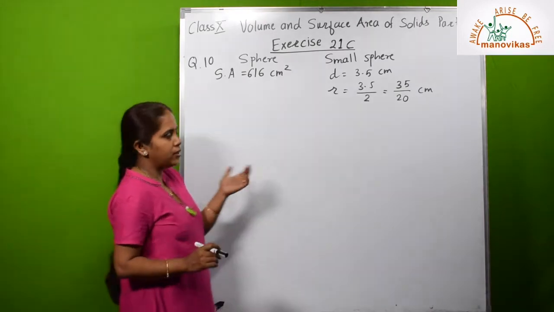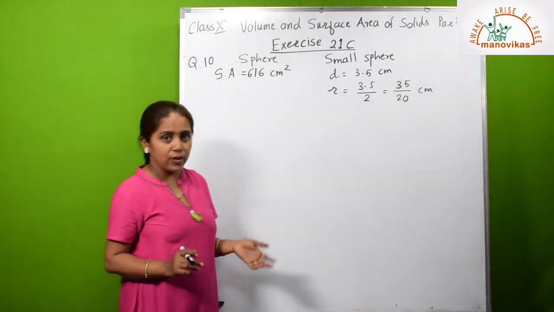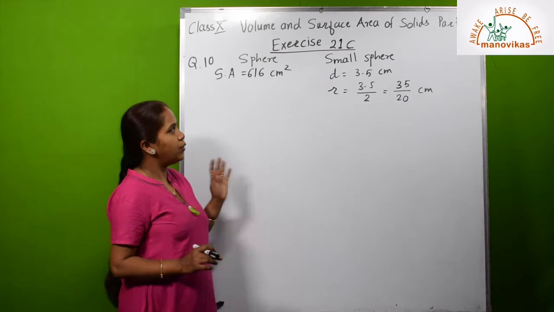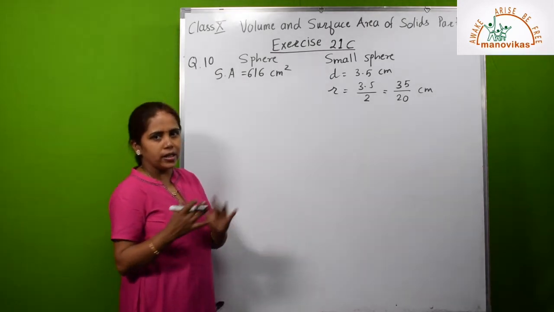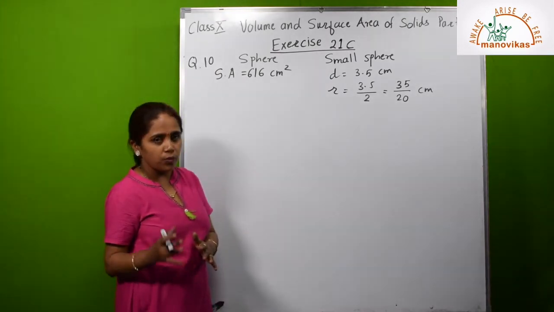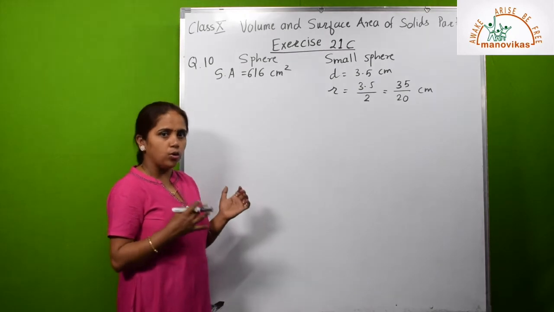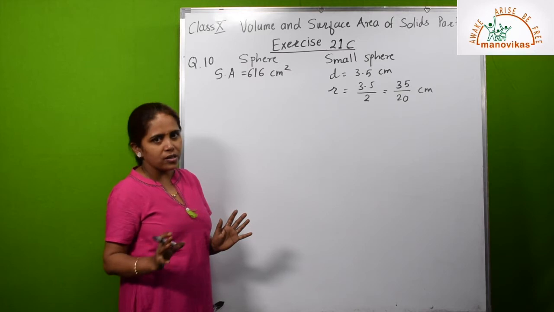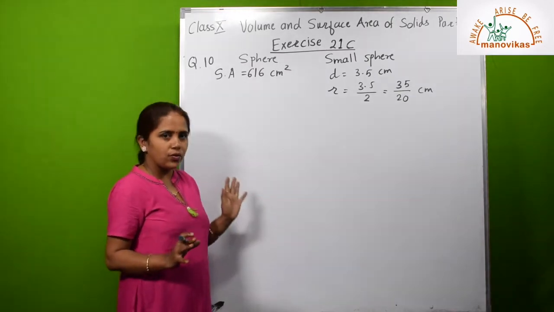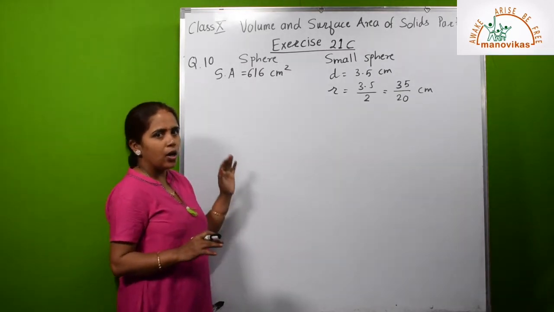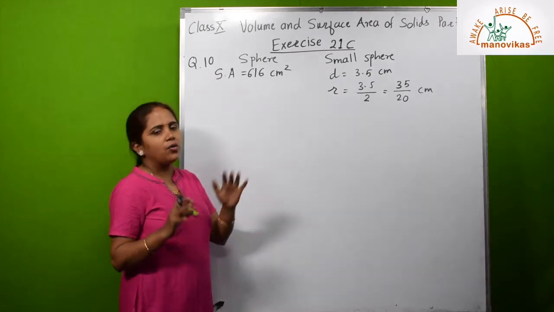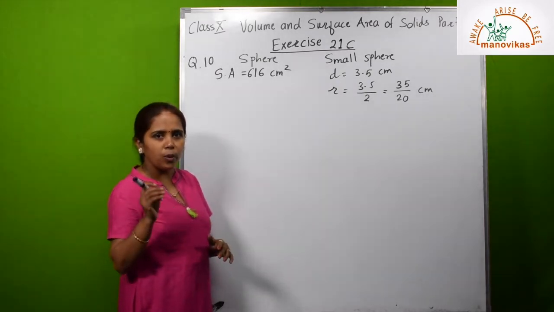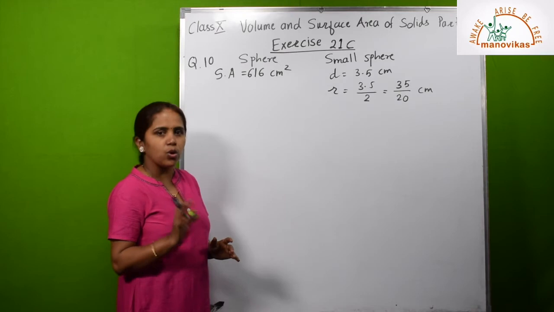Now we already did a sum like this in the previous video. Even I explained that when one solid is recast to form another solid, then the volume of the solid remains the same. The volume value remains the same. So here also we have to use that concept only. Volume of the big sphere will be equal to the total volume of the small spheres.